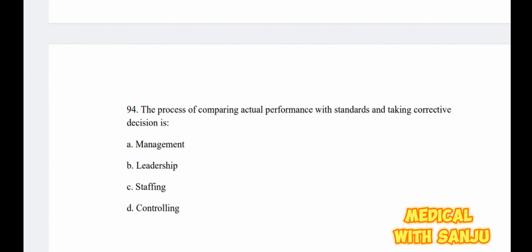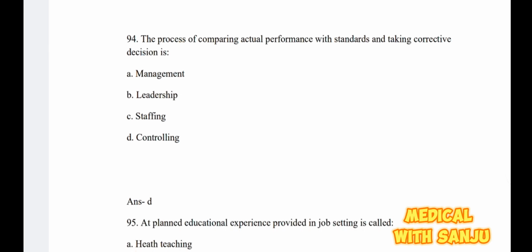Question number 94. The process of comparing actual performance with standards and taking corrective decision is: Option A, management. Option B, leadership. Option C, staffing. And option D, controlling. Right answer is option D, controlling. Controlling is a primary goal-oriented function of management in an organization.